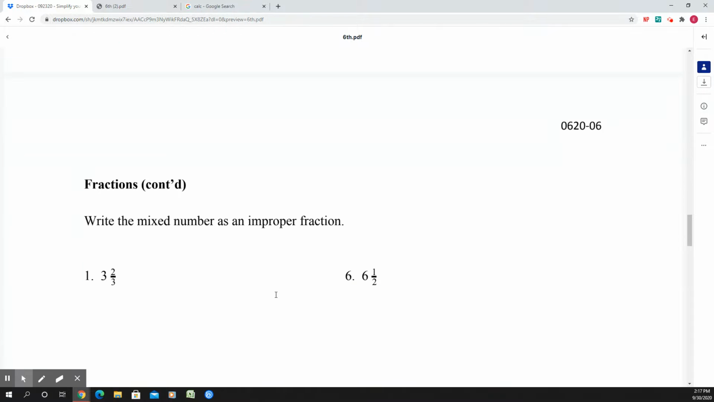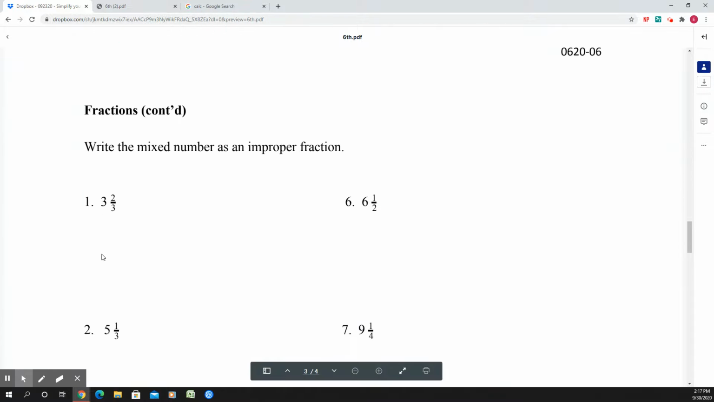So down here, we're just doing the exact opposite. We're taking a mixed number and turning it into an improper fraction. So what you want to do now is you take the whole number and you multiply it by the denominator. And then you take the product of that and add it to the numerator. And then you put that all over the denominator. So it will look like this.